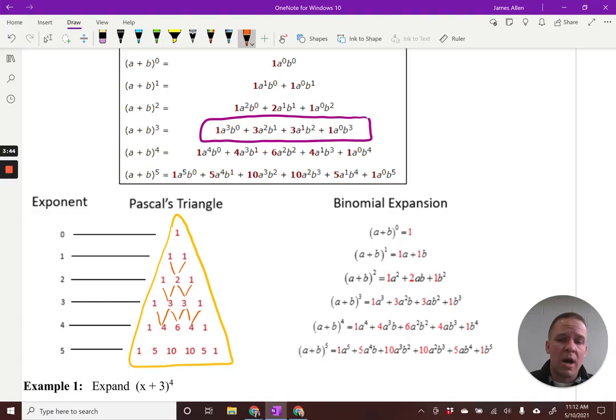So you don't have to necessarily memorize the entire thing. You could form it if you want. Okay, it can be helpful to know the first few lines, but you can go ahead and make it yourself if you've forgotten the numbers. Okay.